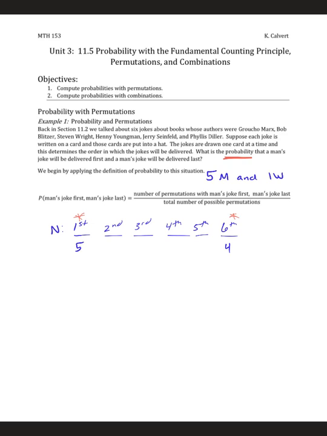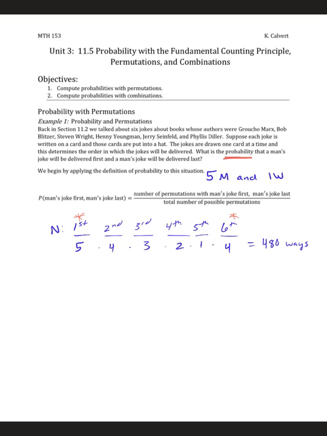So 6 people altogether, we used 2, now we have 4 people left, and that's what we're going to fill in here. So 4, 3, 2, 1. Now we can use the fundamental counting principle and multiply all these numbers together, and this is where you should have a calculator handy. When you multiply them, you get 480 different ways that you could tell the jokes with a man's joke first and a man's joke last.